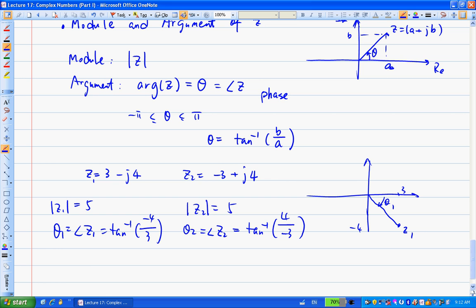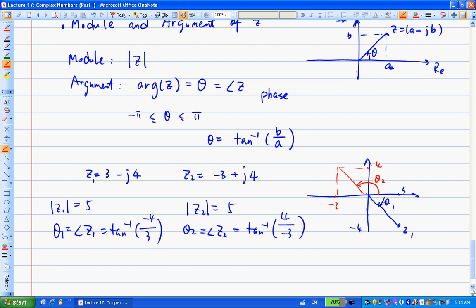And where is Z2? Well, Z2 is negative real, positive imaginary. So Z2 is over here. And what's the theta? This is theta, well, I call it theta 1. What's theta 2? Theta 2 is from here to here. This is theta 2 here.